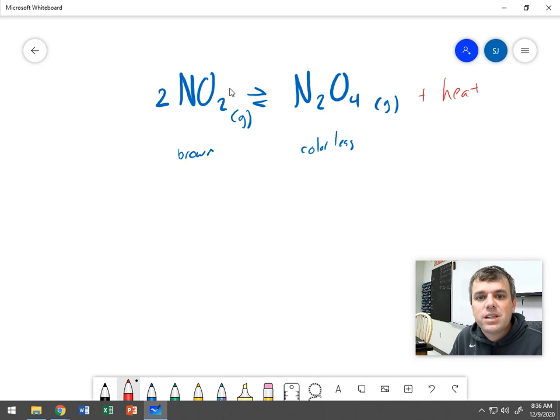If I were to dump in a whole bunch of excess NO2, then the reaction would proceed to the product side to try to bring the amount of NO2 down, and as a result, the N2O4 would go back up.